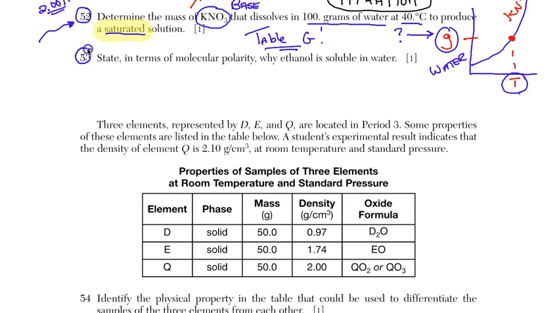In number 53, state in terms of molecular polarity. Can't say this enough: they are screaming to you how to answer the question. So you must answer it in the way they want you to. They say state in terms of molecular polarity, so you're going to have to answer your question based on molecular polarity.